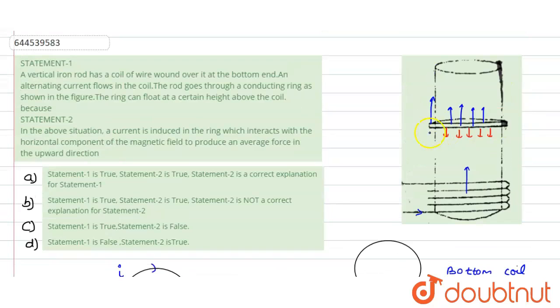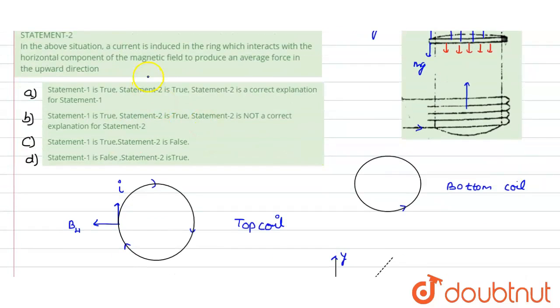If the force is directed upward and it balances our mg acting downward at the center, so if F is equal to mg, then it would be balanced and it could float at a certain height. This is only possible due to the horizontal magnetic field, which produces an average force in the upward direction. So statement 1 and statement 2 are correct, and statement 2 is correctly explaining statement 1. So A is the correct option.